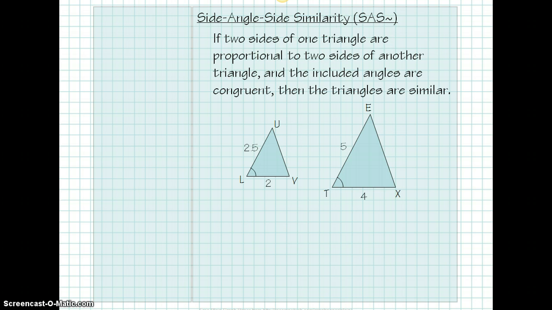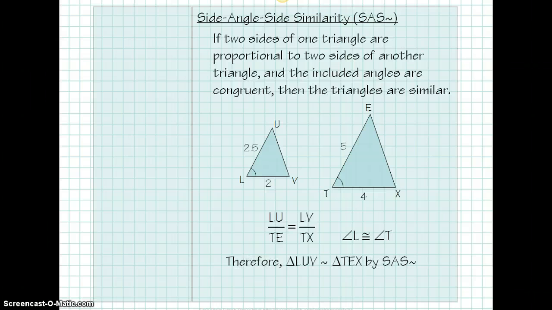The third method is called side-angle-side similarity, and it says that if two sides of one triangle are proportional to two sides of another triangle, and the included angles are congruent, then the triangles are similar. So this is a case here where I've got this side of this triangle is half of that side. This side here is half of this side, so I have the same ratio between the sides. And then the angle that's between them, so angle L and angle T, are congruent, and so that means that the two triangles are similar by side-angle-side similarity.